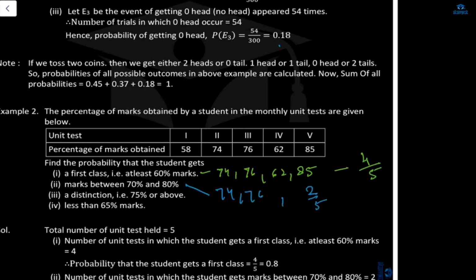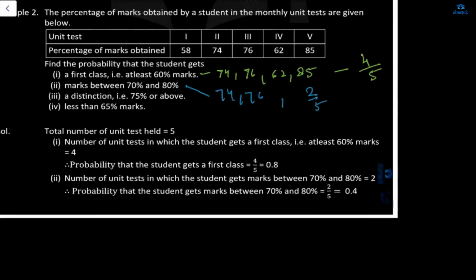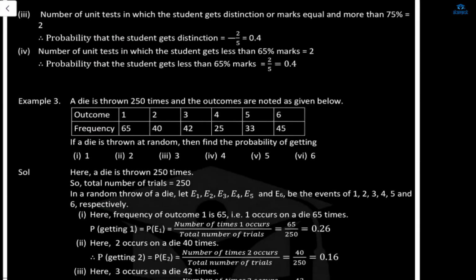And distinction, that is 75% or above. How many times has 75% and above been scored? 76 and 85. That is again 2/5. Less than 65% marks, so it is 2 times, 2/5. Understood? Now you try this question.